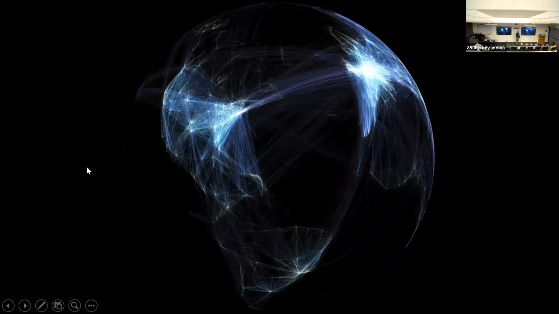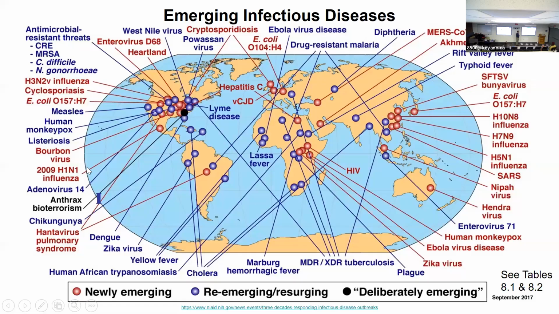Anyone know what this is? This is a map of the globe, and this is showing flight patterns, right? So, I mean, this is the thing, right? You know, diseases, people travel all over the place nowadays. Even when there's a global pandemic locking down places, diseases still have a chance to travel all over the place.